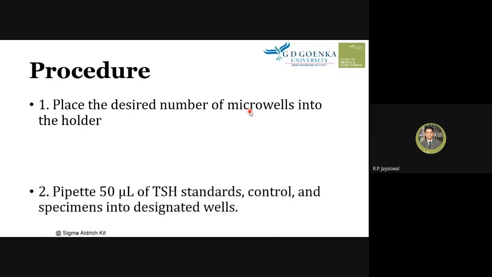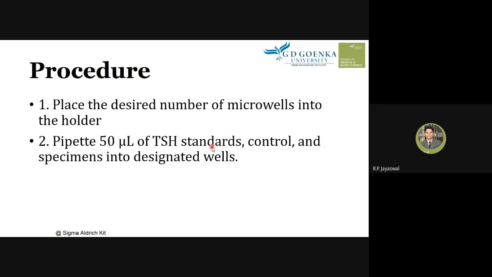Now pipette 50 microliter of TSH standard. We have 7 vials of standard with different concentrations. All 7 standard vials should be added with 50 microliter of the standard. We require control and we require specimen. So all the designated wells should be added with 50 microliter of standard, 50 microliter of control, and 50 microliter of the specimen, that is serum.